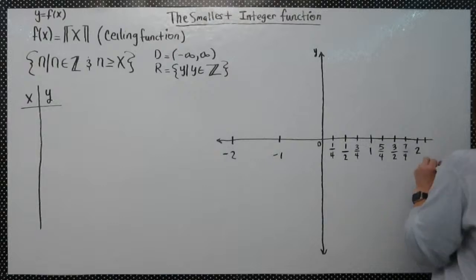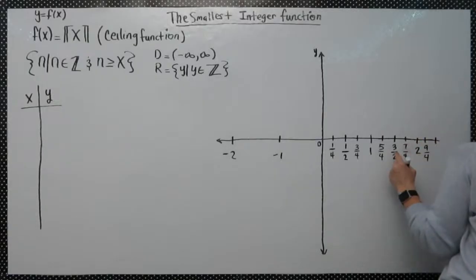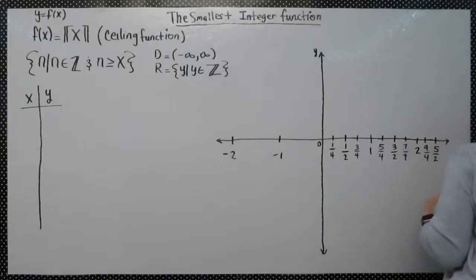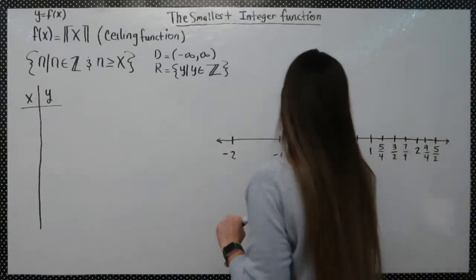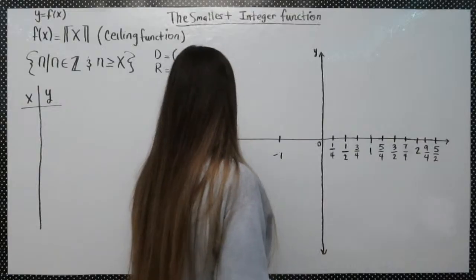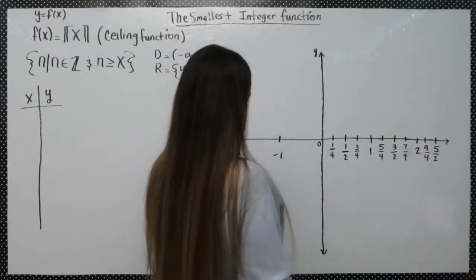So 8/4, 9/4, and then one more would be 10/4, which is 5/2, right? Okay, and then we'll just repeat, we'll mirror those values here. And that's kind of how I figure those out pretty quick. All right, make that a little bit longer.